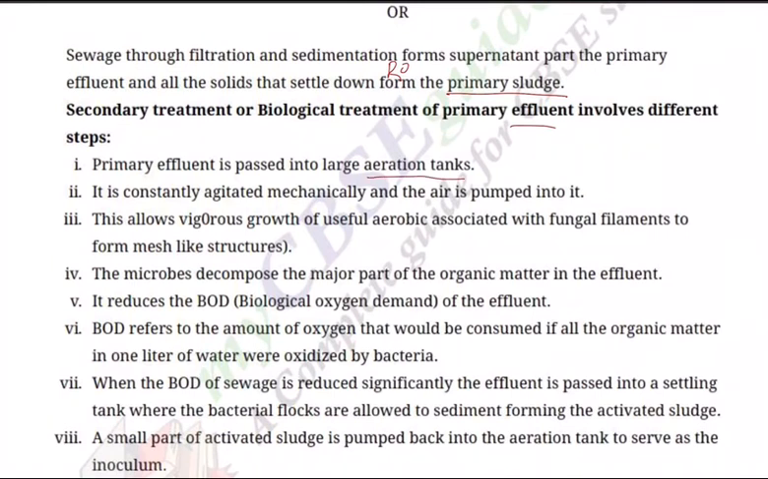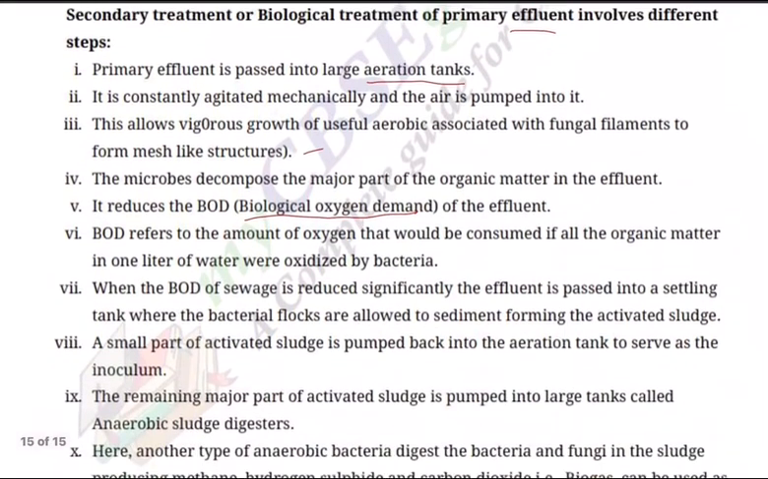Secondary treatment or biological treatment of primary effluent involves different steps. Number 1. Primary effluent is passed into large aeration tanks. Second, it is constantly agitated mechanically and air is pumped into it. Third, this allows vigorous growth of useful aerobic microbes associated with fungal filaments to form mesh-like structures. Fourth, the microbes decompose the major part of the organic matter in the effluent. Fifth, it reduces the BOD, biological oxygen demand, of the effluent.